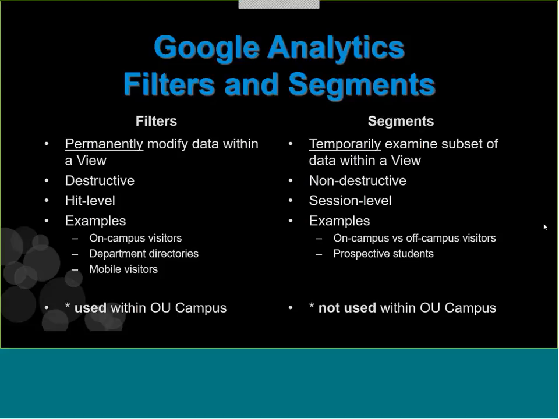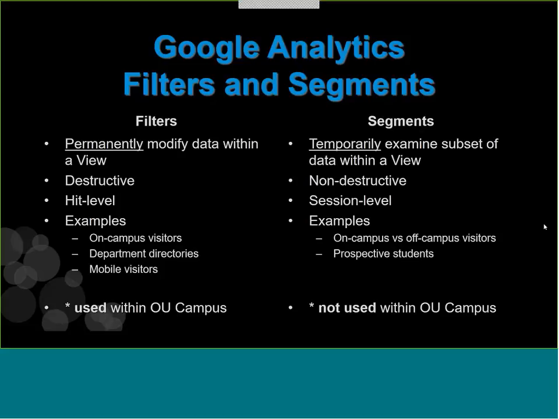With filters, you could narrow the data down to specific department subdirectories. Let's say you have myinstitution.edu/biology. You could limit that filter view to just the biology folder, and then it wouldn't show you any page views or any data outside of that folder.